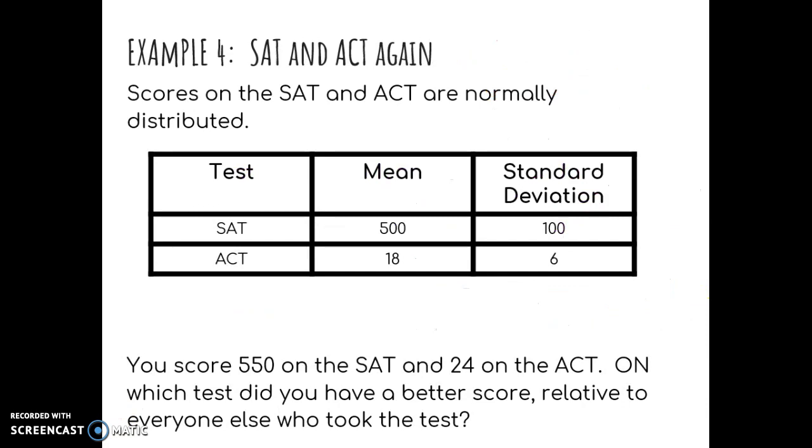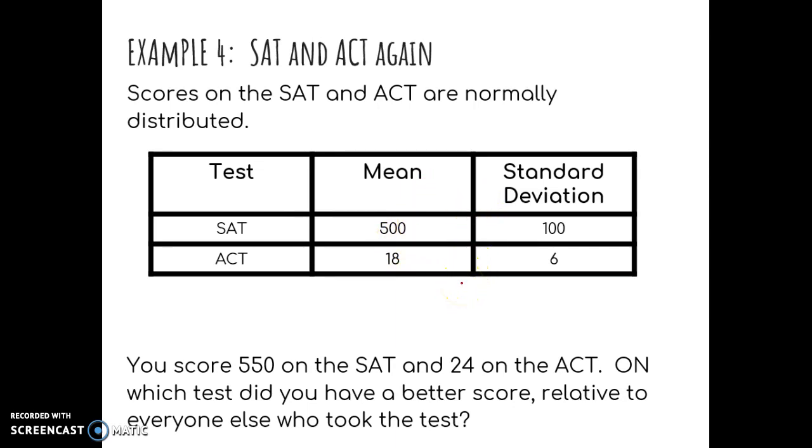The next example is another SAT, ACT example. It says you score 550 on the SAT and 24 on the ACT. On which test do you have the better score relative to everyone else who took the test? So if you look at this table, they have the population mean and standard deviation for the SAT and the population mean and standard deviation for the ACT. So we're going to use those numbers here. Now they are different from the initial example we had, but that's okay.